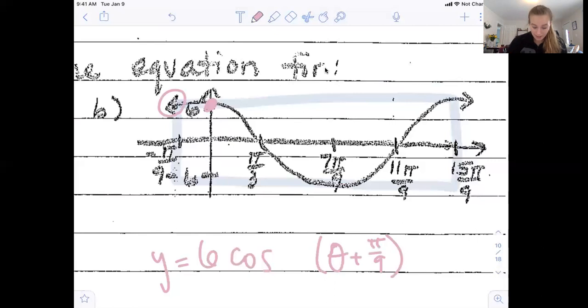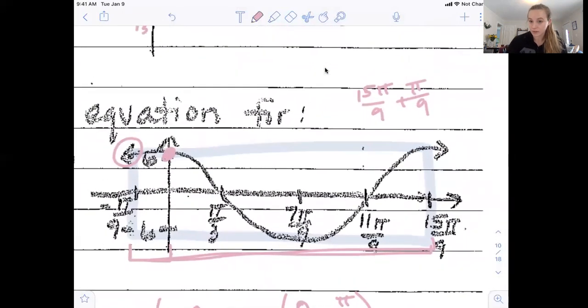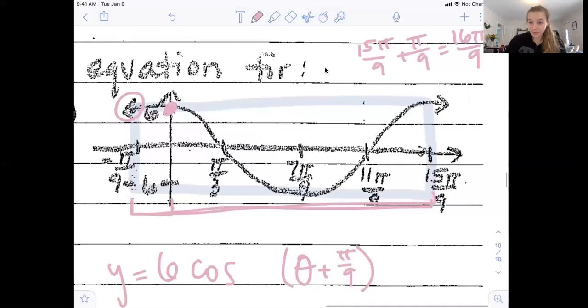And then to find my period, again, I just do the range of how long it takes. If I started at negative pi over 9, and I went to 15 pi over 9, I'm going to say 15 pi over 9 plus pi over 9. I'm not minusing this time because I went this entire length plus a little bit more. The other way, I didn't go the entire length, I had to minus off this bit right there. So it's not always plus, it's not always minus. You have to read your graph, you have to use your common sense. So that's 16 pi over 9, and 16 pi over 9 doesn't simplify. That's it. However, that's not in the form we want it to be in.